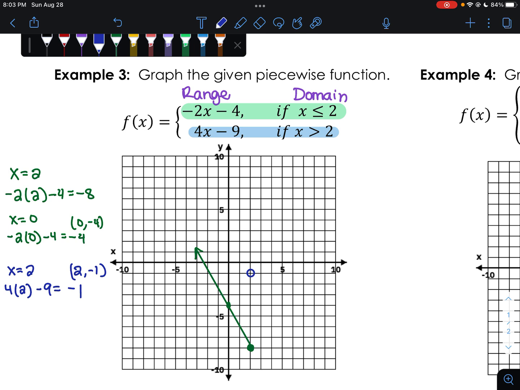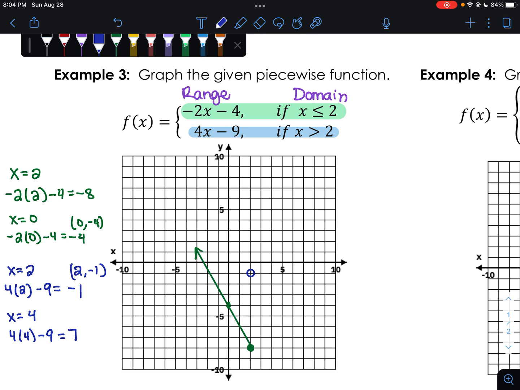Then I pick another value. So let's go ahead and pick 4. I've randomly picked a number. You can pick any number you want. 4. So I would have 4 times 4 minus 9. That would be 16 minus 9. 16 minus 9 is 7.